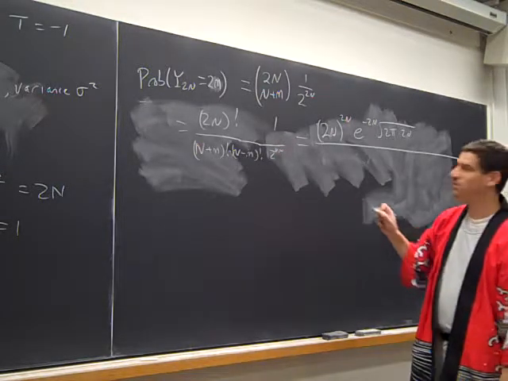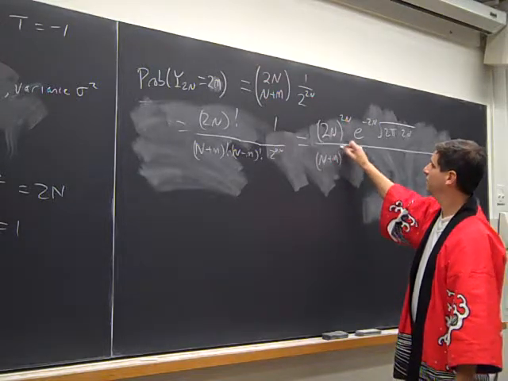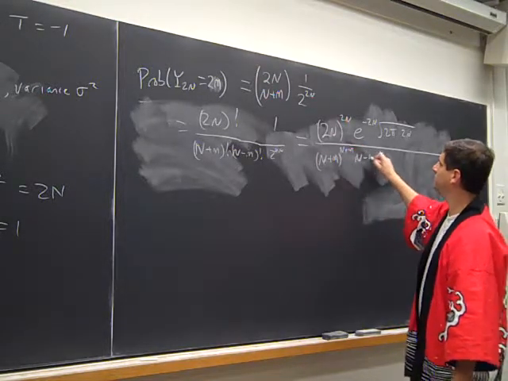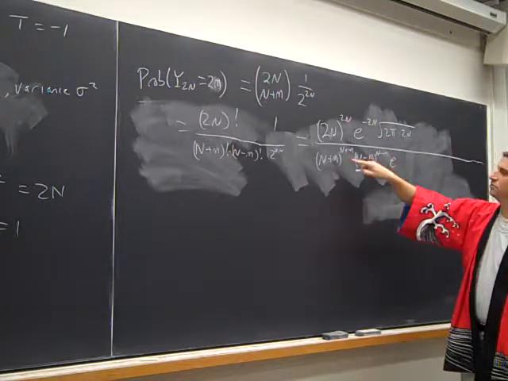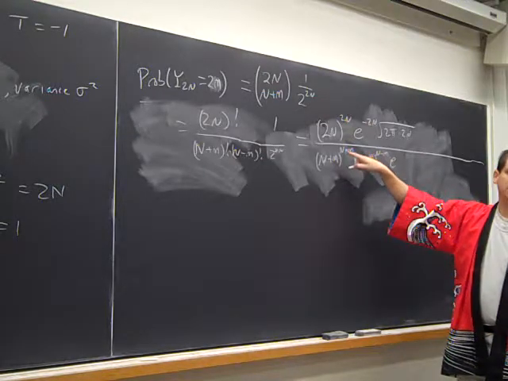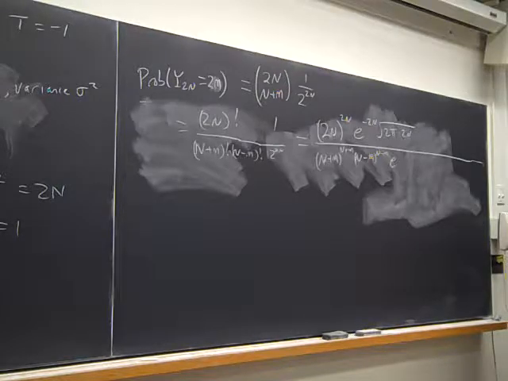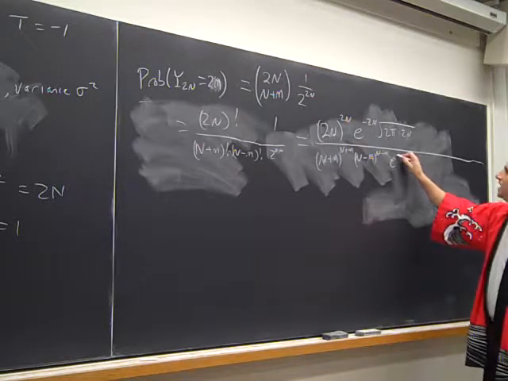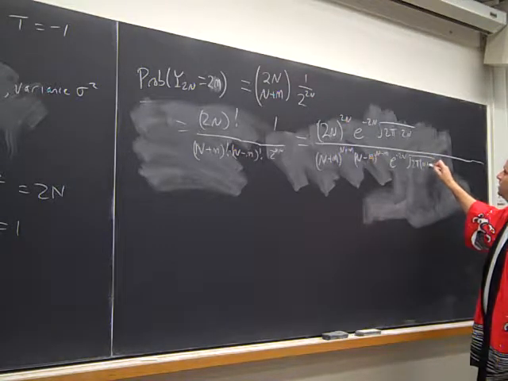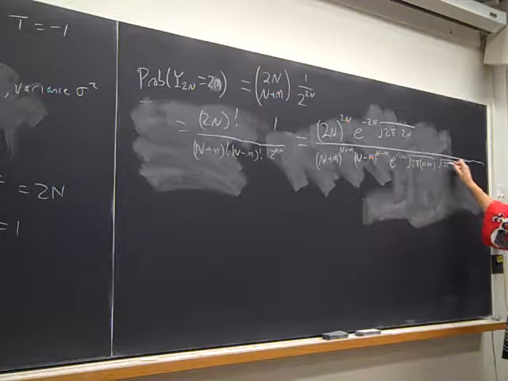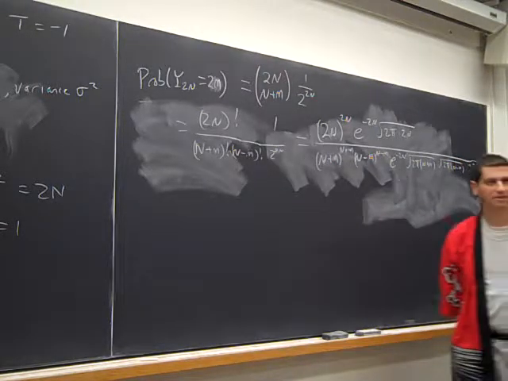Okay? N plus m will be n plus m to the n plus m, n minus m to the n minus m, e. I'm going to save myself a little time, I get an e to the negative n plus m, and e to the negative n minus m. What are those combined to give me? E to the negative 2n, square root of 2 pi times n plus m, square root of 2 pi times n minus m, and 2 to the 2n. Okay, just made it.